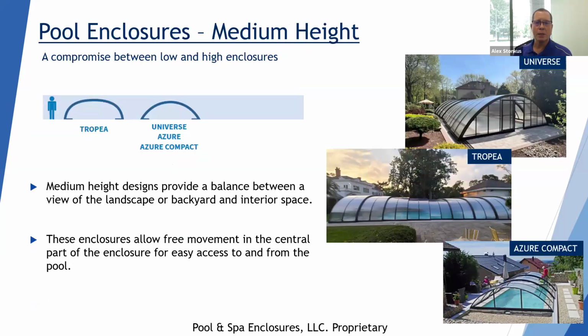Then we get into our medium height. Our medium height generally will get up to a maximum height of about 7.5 feet. That gives the ability to get some entertainment space in the shallow end of the pool, or in an area where they want to have a chair or a table. They can get in, swim, exercise, get out. It gives you the capability of blocking the outside elements while having some free movement in the shallow end of the pool.